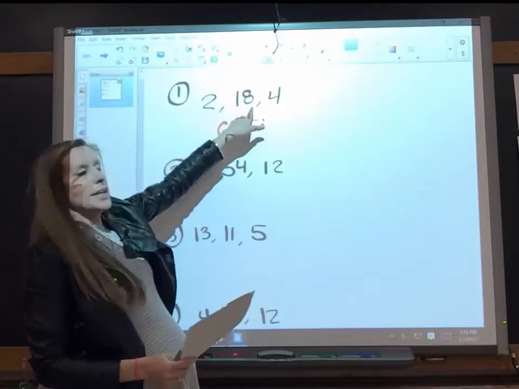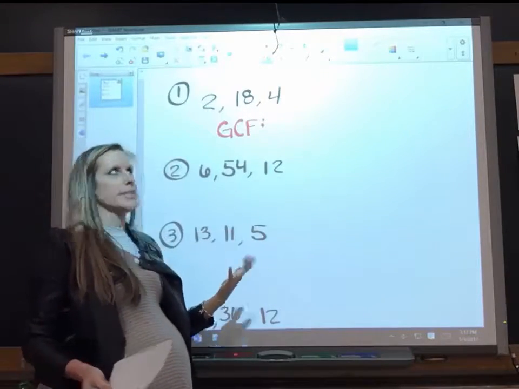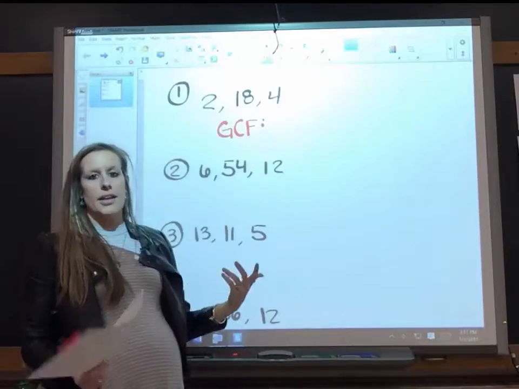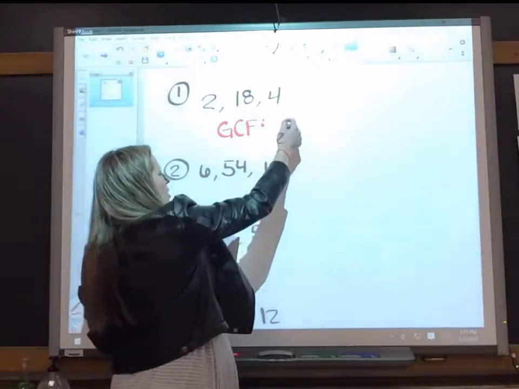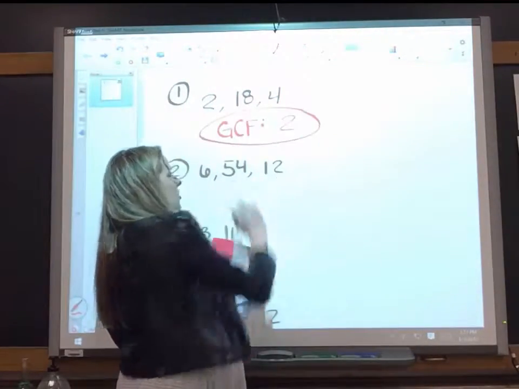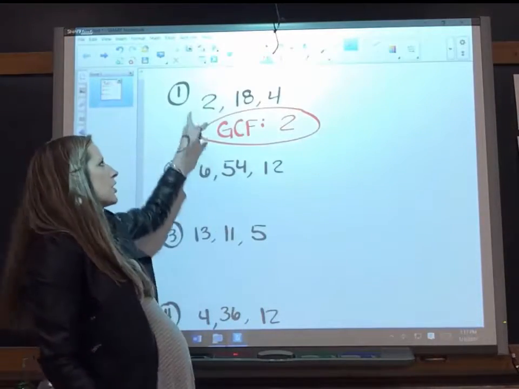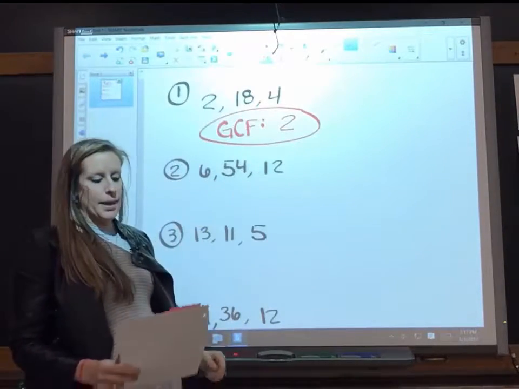So can 2 go into 18? Yes, 9 times. Can 2 go into 4? Yes, twice. So my greatest common factor is 2. 2 will go into all three numbers.